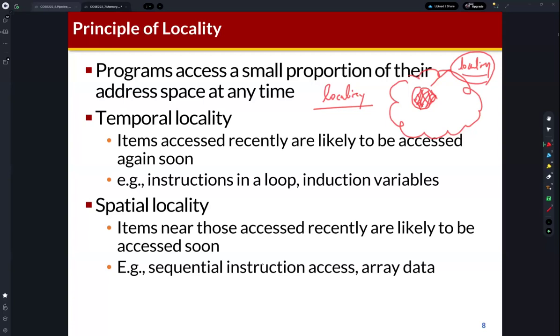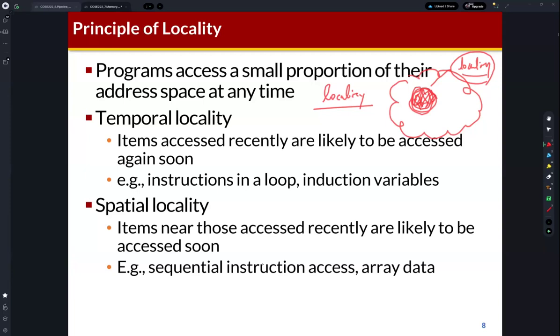So locality means that only a small amount of resources or data are repeatedly accessed within a short time window. Okay, so this is the definition of locality.